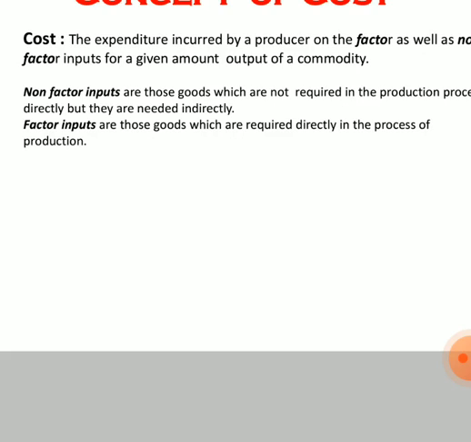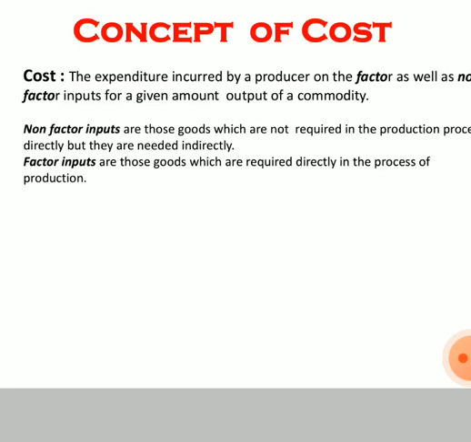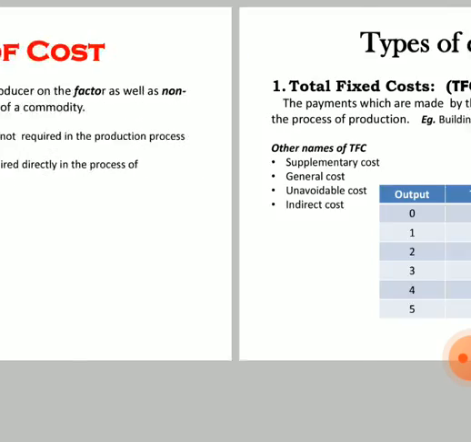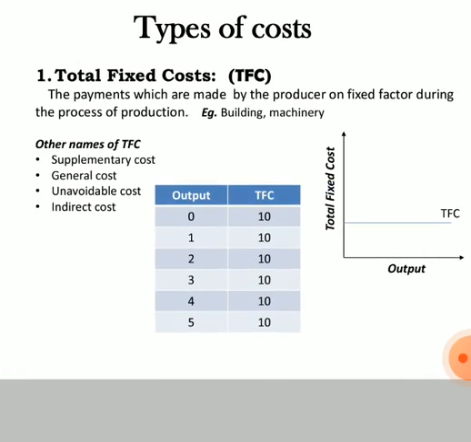So those goods which directly help are called factor inputs, and those goods which indirectly help are called non-factor inputs, okay. So we have seen the definition of cost, okay, and from this definition we found two new things: factor inputs and non-factor inputs. Now the next thing is types of cost, okay. Earlier we saw the cost. Now there are many types of cost which a producer incurs, but we don't classify them basically in our life. We don't classify them, but in economics we are classifying those costs.